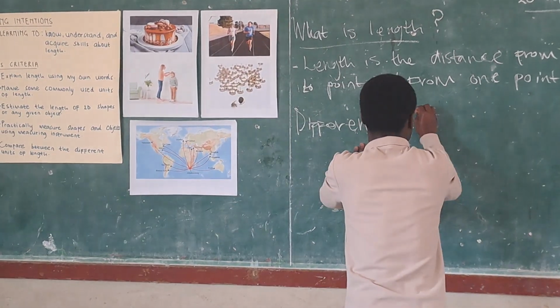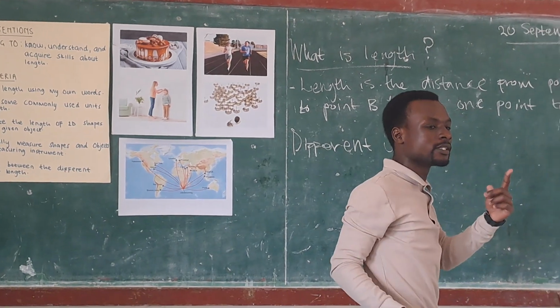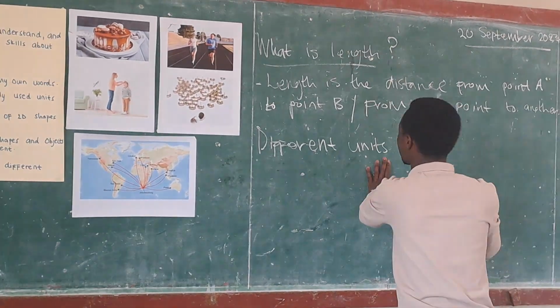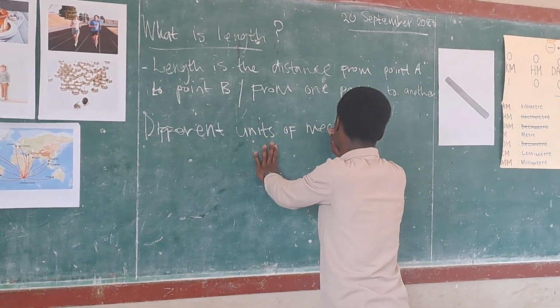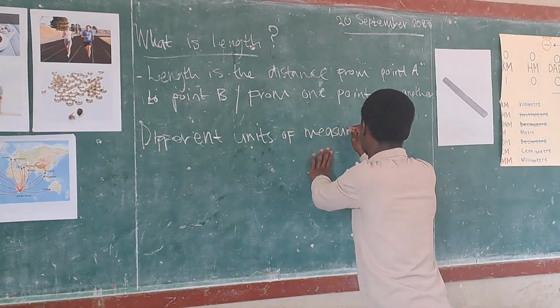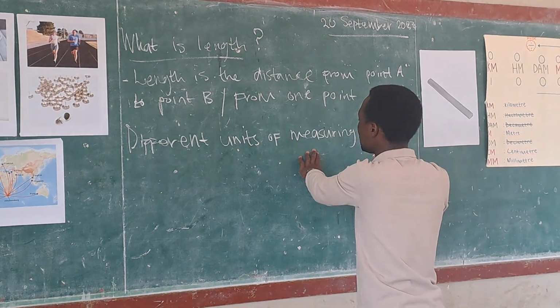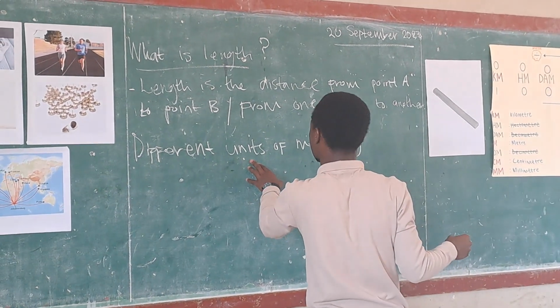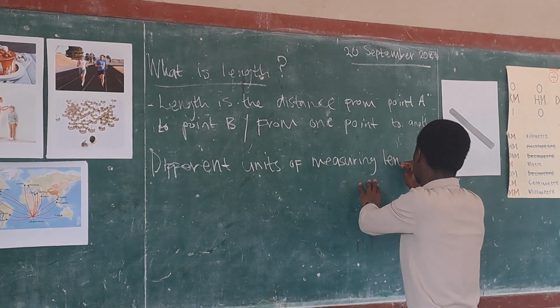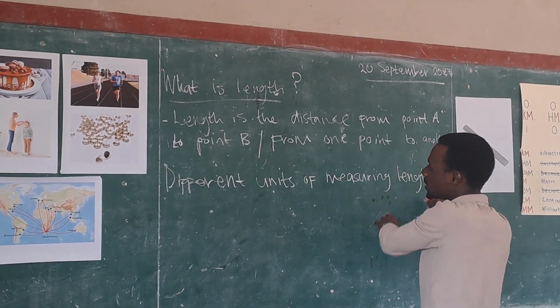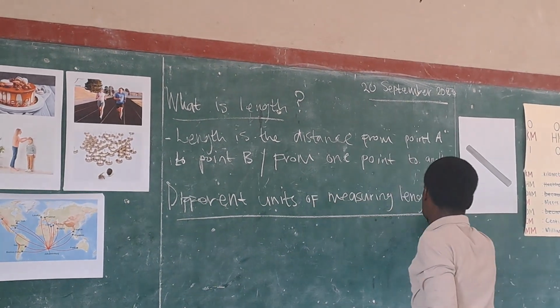Why are we using different units to measure length? Why don't we use the same unit to measure length? Because we have different measuring instruments. Yes, because we have different measuring instruments.